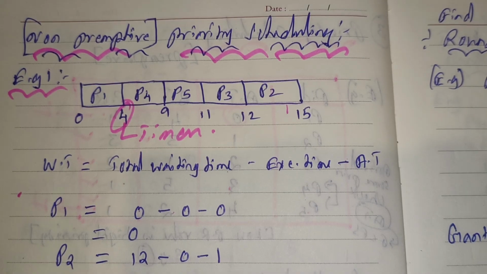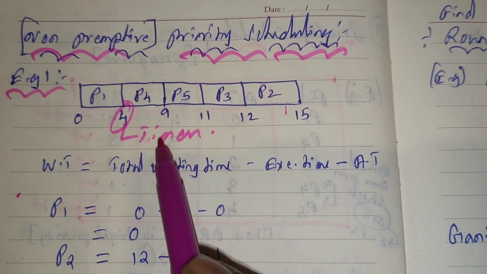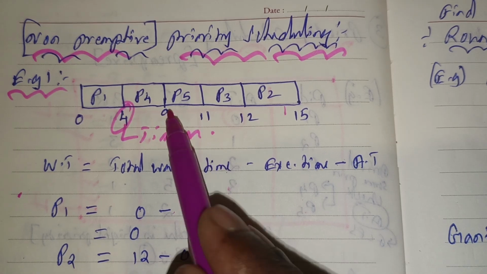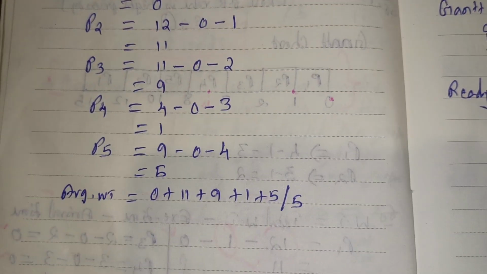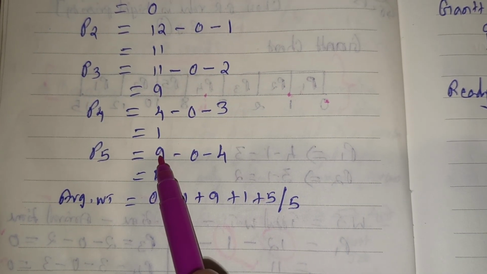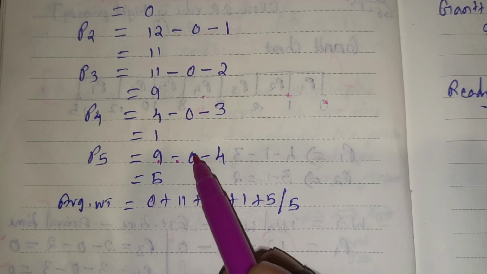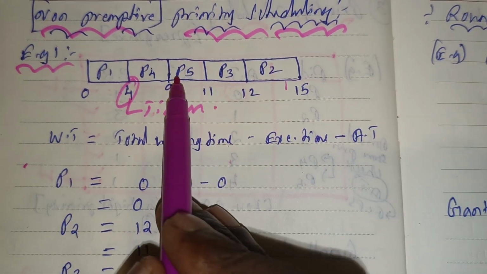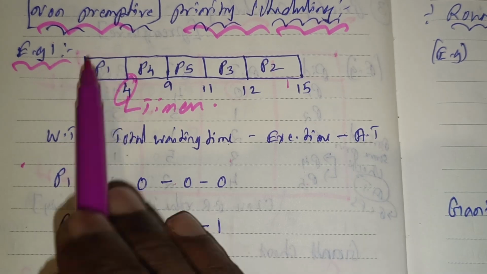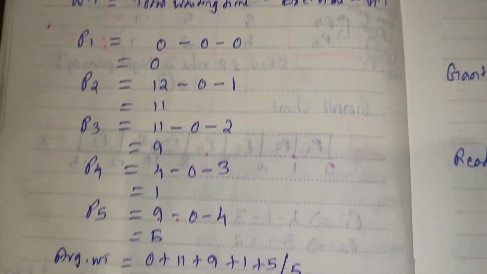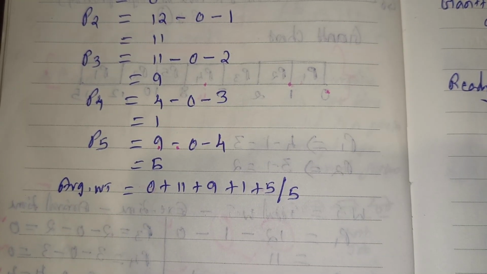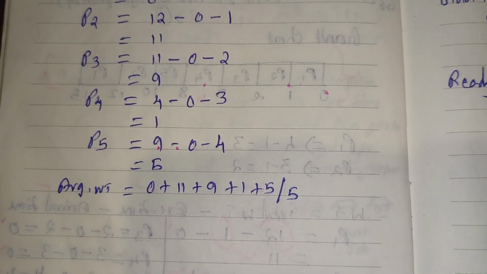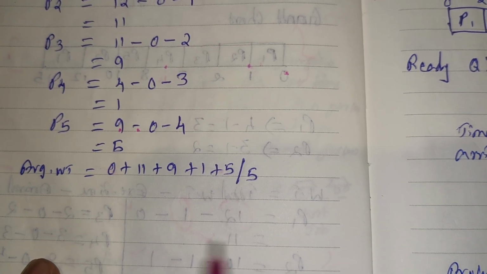Now the total waiting time for P5. One more time you can check it. Total waiting time of P5 is 9. Total waiting time for P4 is 4. So P5 is 9. P5 total waiting time is 9 minus 0. 0 is the execution time because, one more time you can check, P5 is not executed previously, nowhere. So minus the arrival time for P5, which is 4. So totally 5.